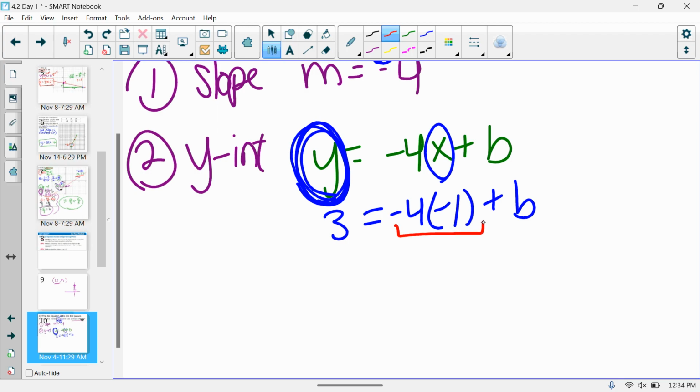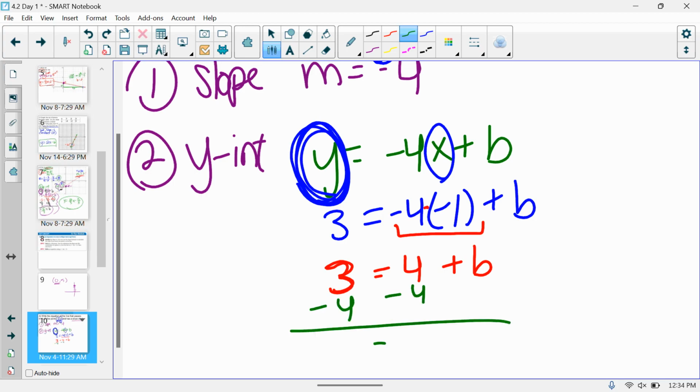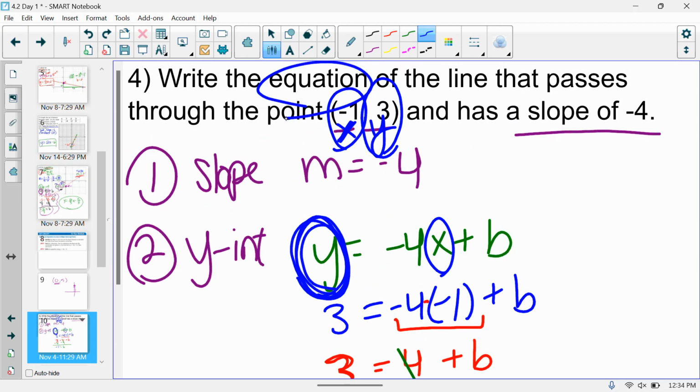-4 times -1. Yep. And so then that's going to give me a +4. And then I just have to get B alone. So I just want to take away 4. So what will B equal? Good, -1. So guys, some people accidentally make the mistake of thinking that's the answer though. That's not the answer. What did we just find? Yeah, that's just the y-intercept. We were supposed to write the whole equation.